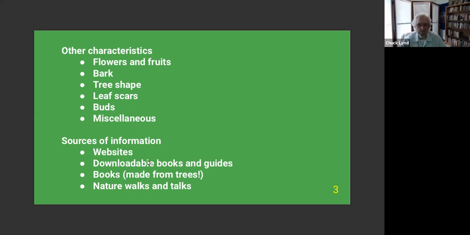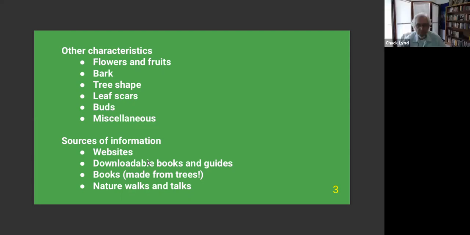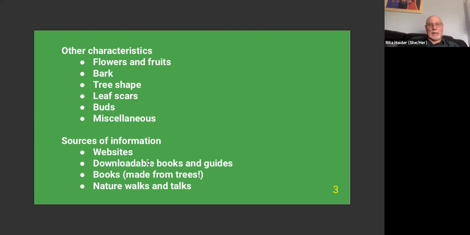In the latter part of this hour, after we talk about the principles of tree identification, I'll talk about some websites that are good for tree ID, downloadable books and guides, books actually made of trees, not hardcover, but hard copy books, and some nature walks and talks you might enjoy.